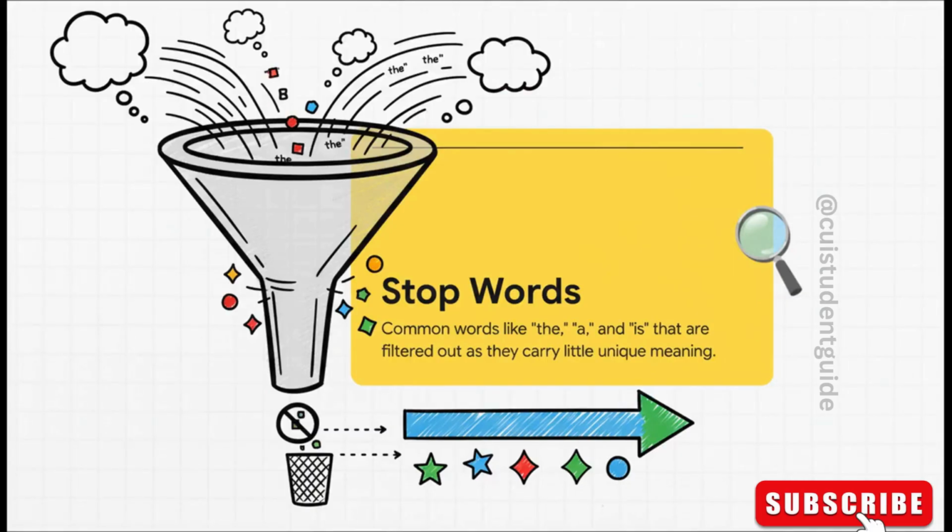Another key trick is getting rid of what we call stop words. These are all those super common filler words like the, a, is, and. By just filtering them out, the analytics engine can focus on the words that actually carry the important meaning in a sentence.